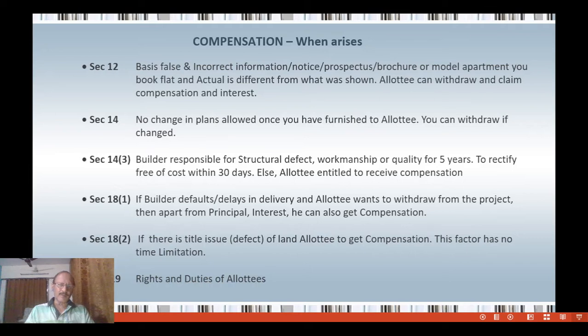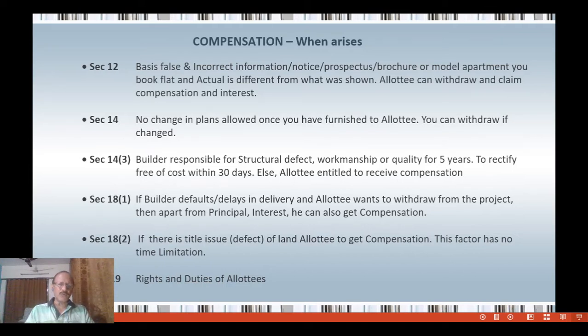If the promoter fails to give possession, or due to discontinuance of his business as a developer, or on account of suspension or registration revocation, then also in these two cases he shall be liable on demand to the allottees, in case the allottee wishes to withdraw from the project without prejudice to any other remedy available, to refund the entire amount, including interest at such rates as may be prescribed in this behalf, including compensation. Okay.